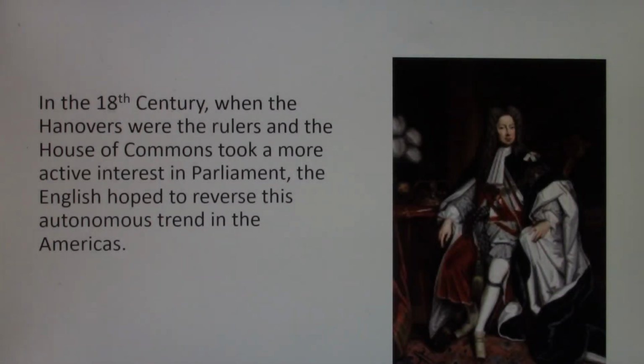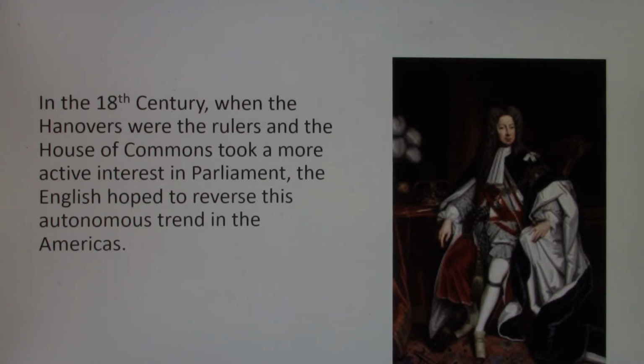By the 1700s, the 18th century, the Hanovers are firmly in control of the monarchy. The House of Commons has taken over from the House of Lords and is the dominant power in Parliament. The English believe it is now time to take a more active control of the Americas.